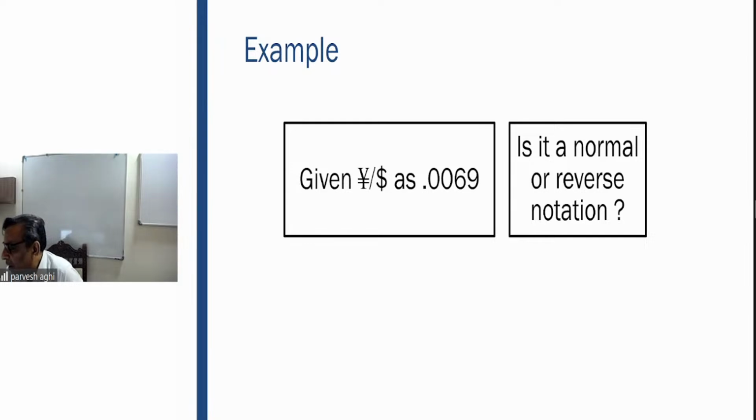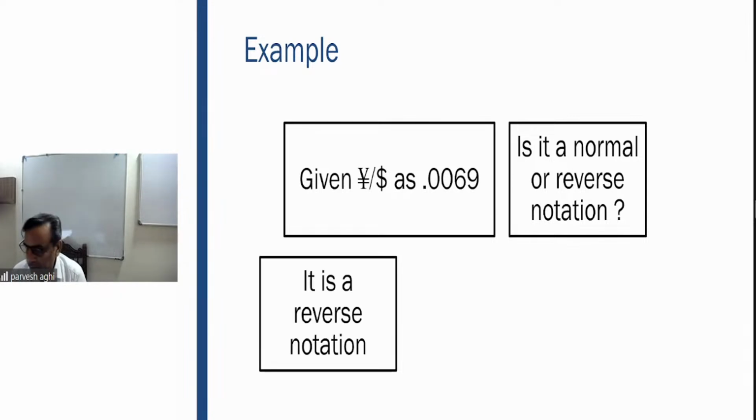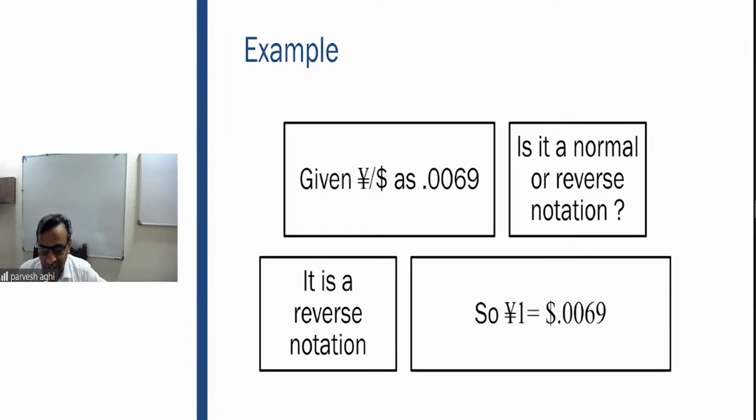I take your point, and just try to look at this question on the screen that $1 is equal to so many yen. And we have seen that in $1 you get 145 yen. But this is telling you that 1 yen is equal to 0.0069 dollars. Which means that this quotation is a reverse notation. Reverse. Absolutely right. Simply, now you got it. It's a reverse, because we know that 1 yen should be equal to 0.0069. Because we know that 1 rupee is equal to 0.00 something dollars. So this has to be reversed.